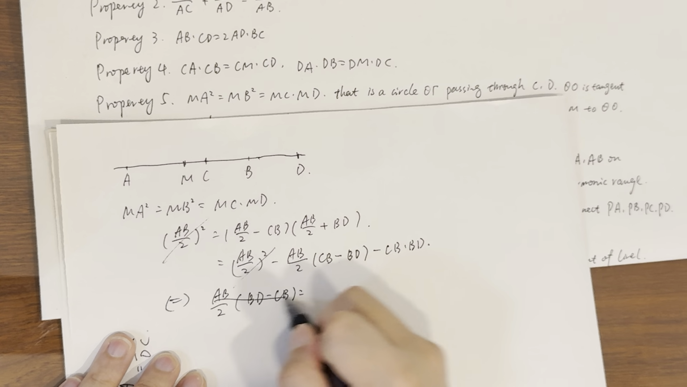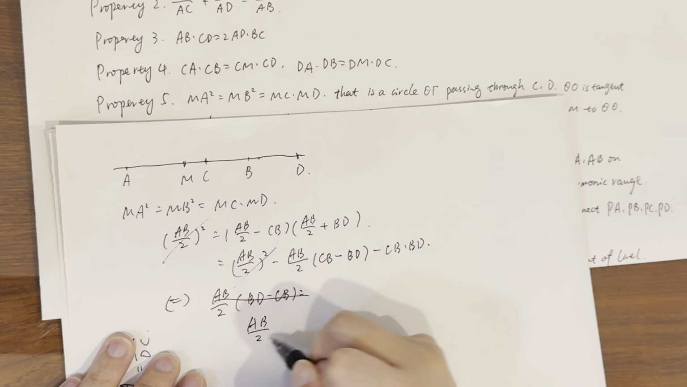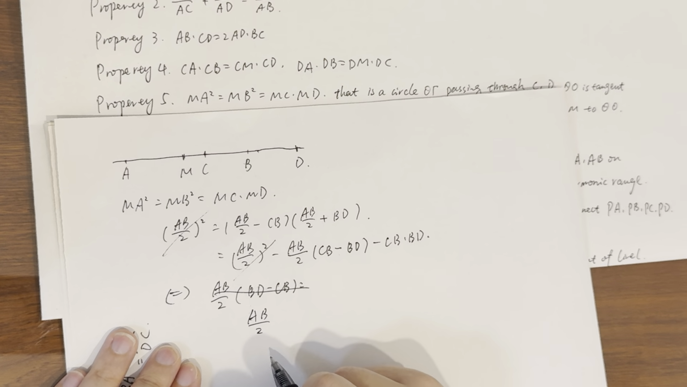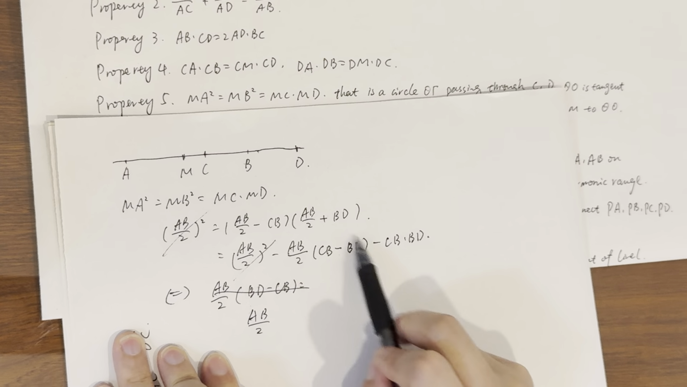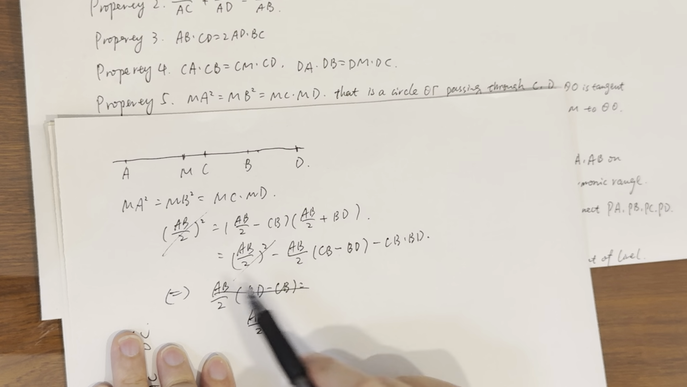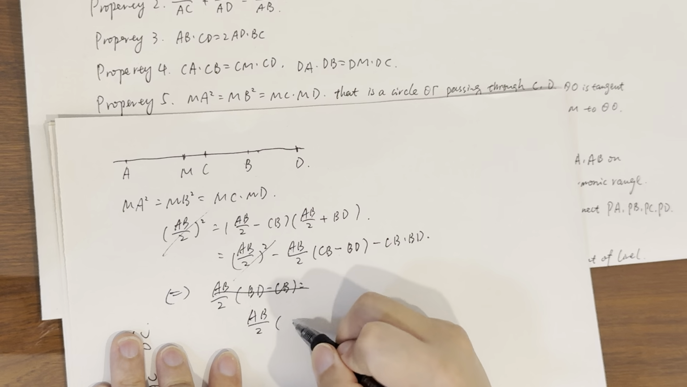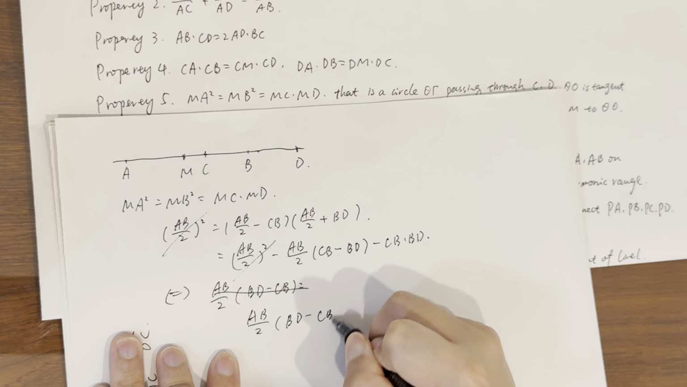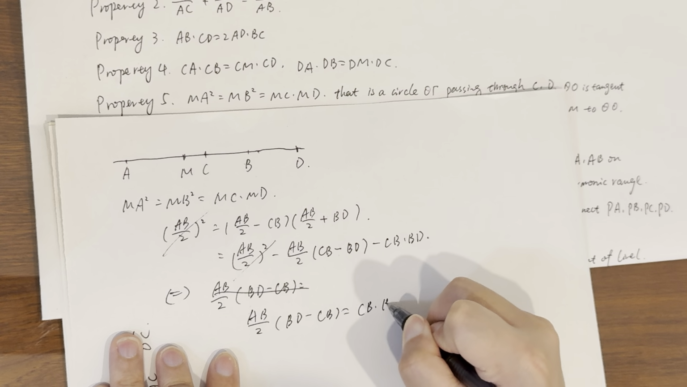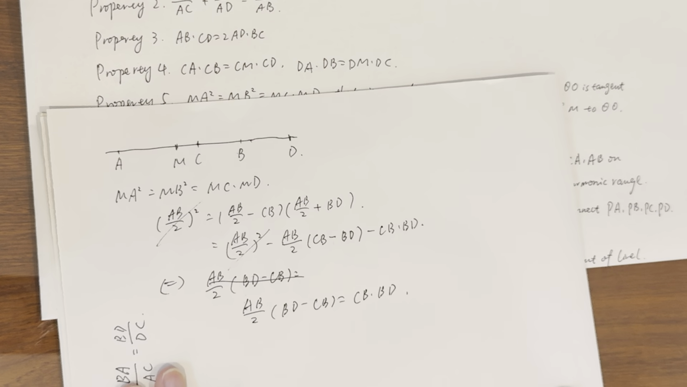Wait, no, actually AB to 2. So we move this one to the left side, let's make it a positive sign, and here is a negative sign, so we still need to flip it. Yeah, that's true. Minus CB equals 2 CB times BD, right? We want to prove this one.